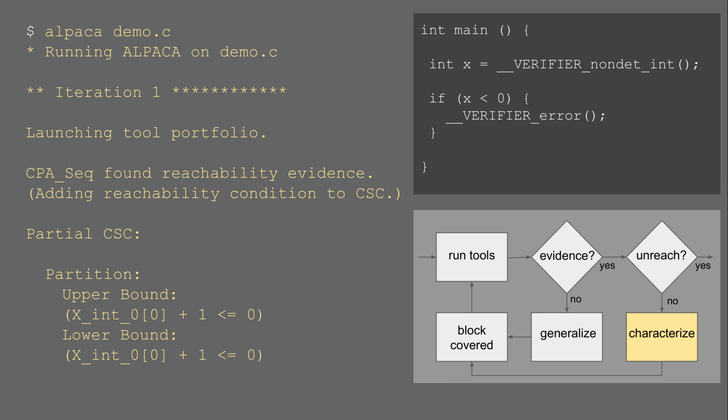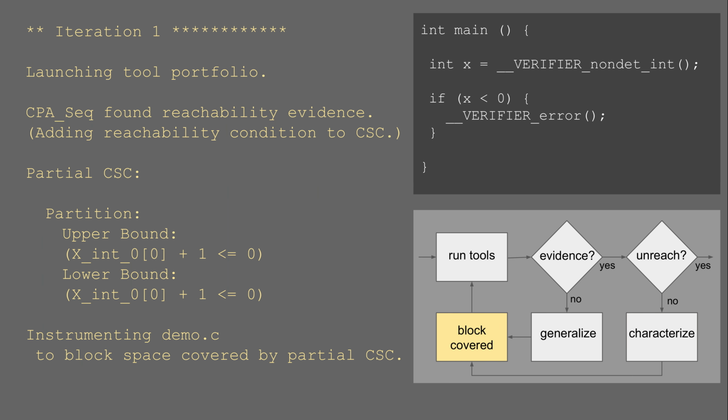To characterize the remaining space, the parts that have already been covered are blocked from future analysis. ALPACA does this by instrumenting the program with assume statements. Since it is now known what happens when x is less than 0, the tools are asked if the statement is still reachable assuming x is not less than 0.